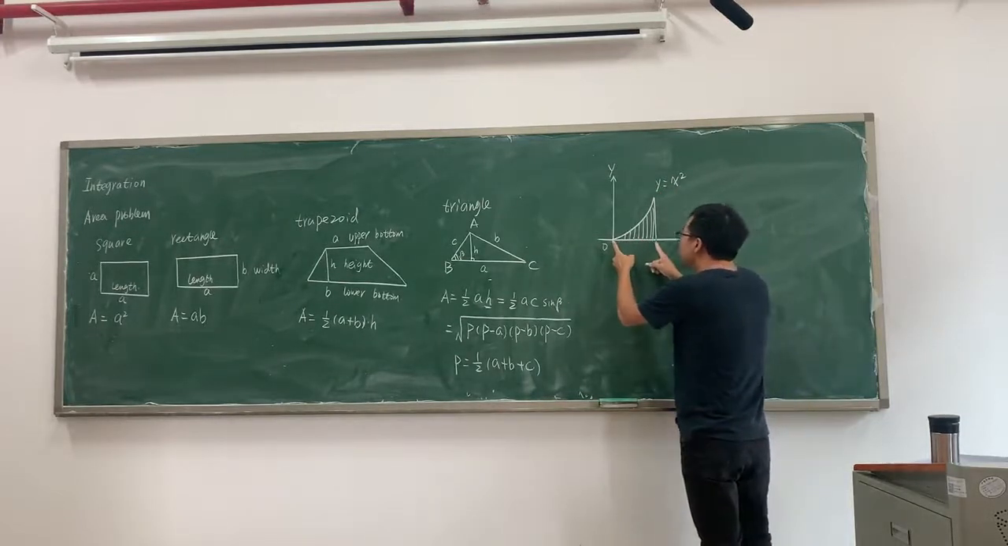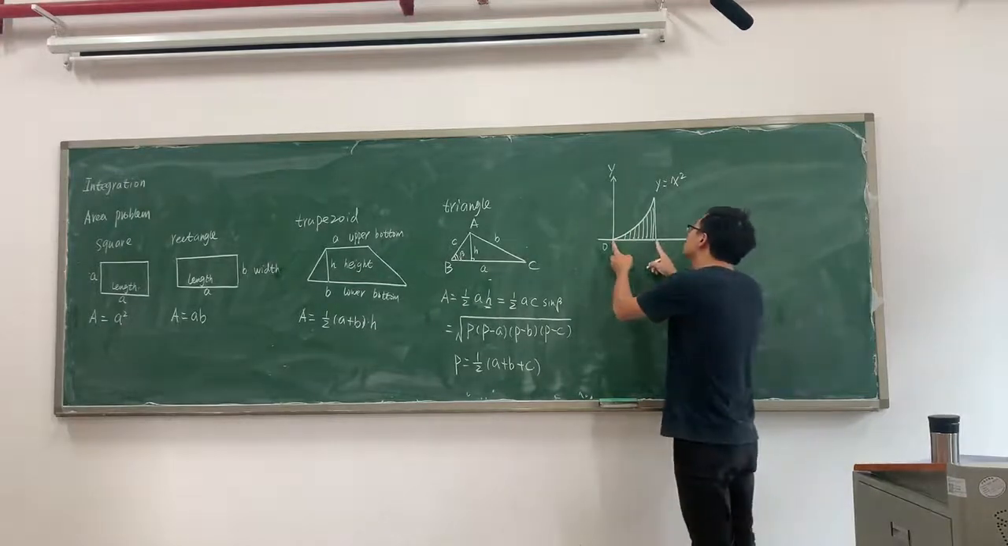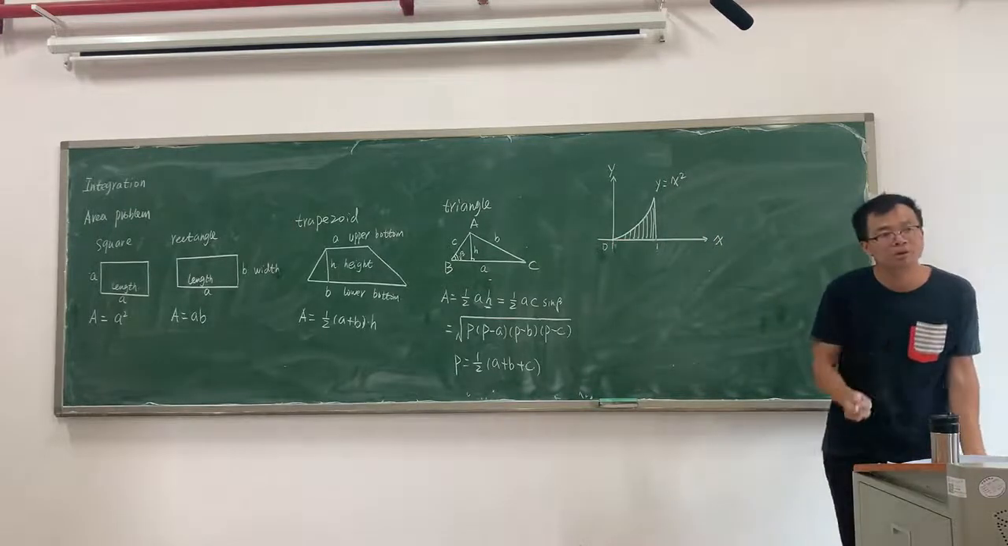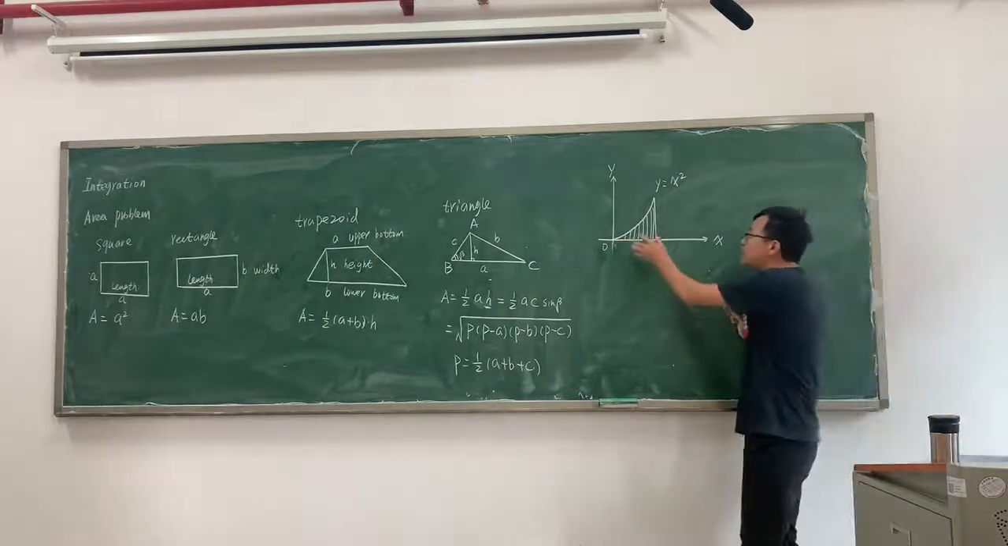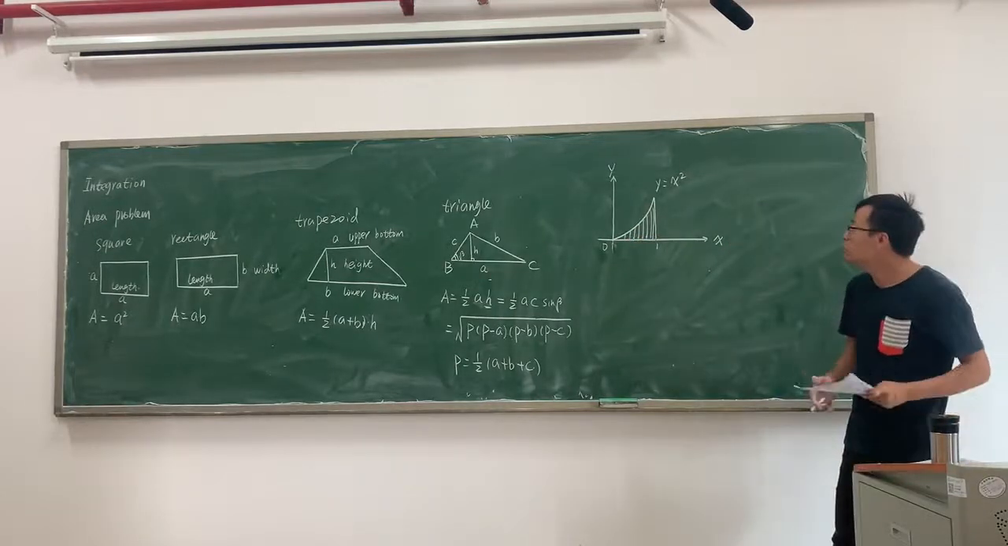Here is the closed interval from 0 to 1. Okay, so now we have a question. What's the area of this part?